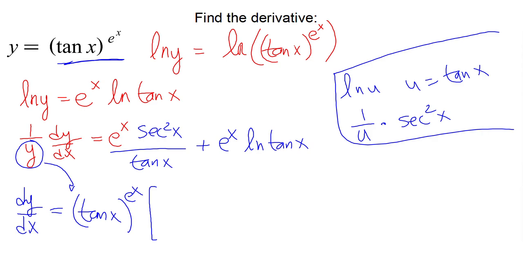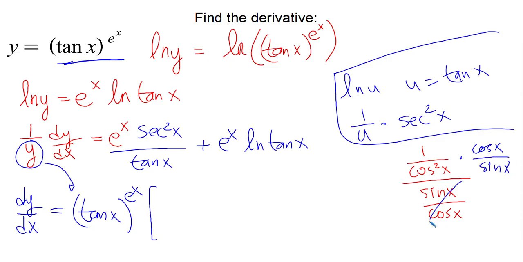Secant squared over tangent, right? So secant squared is 1 over cosine squared. And if we put that over tangent, that's over sine x over cosine x. Well, those don't have the same denominator, so I can't exactly just cancel them out. But since it's a fraction divided by a fraction, I can just multiply by the reciprocal, cosine over sine. Then one of the cosines in the denominator cancels with the cosine in the numerator, and we end up with 1 over sine x cosine x.